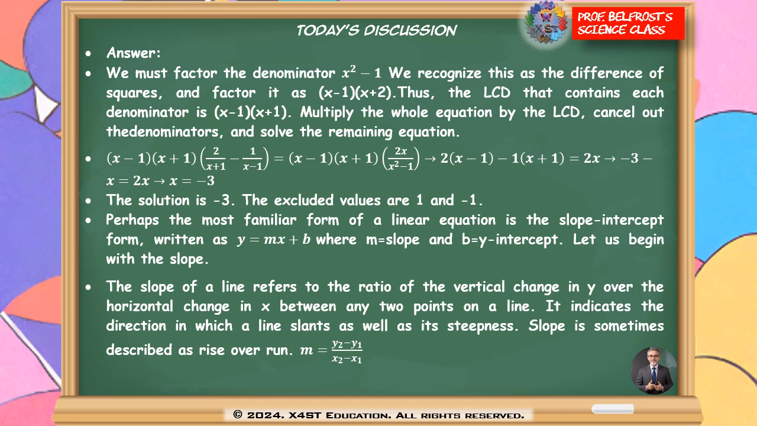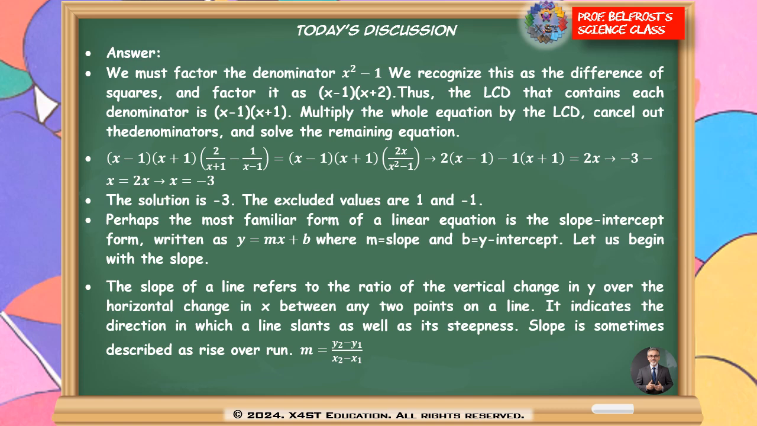Okay, and we need to multiply this LCD to both sides to obtain the operation as shown in the slide. And at last, we get x equals minus 3. What is the excluded value? The excluded values are the ones that make the denominator become 0, which are 1 and minus 1. Okay, so we're done with the rational expressions.